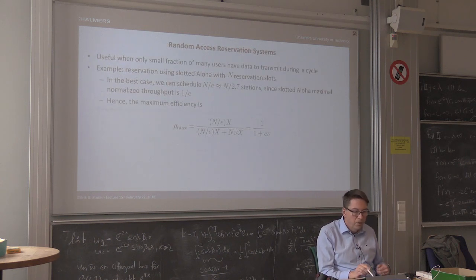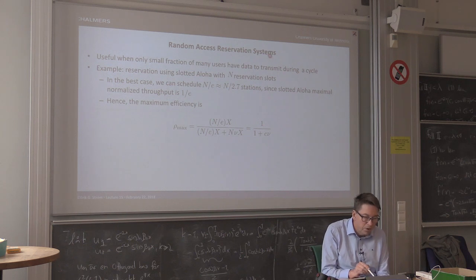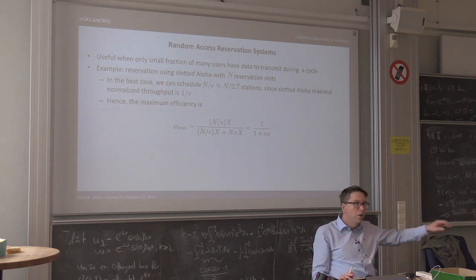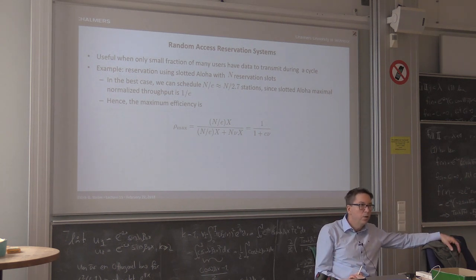These random access reservation systems are useful when only a small fraction of the many users have data to transmit during a cycle. This is a good case for this, and there could certainly be situations where this happens, right? Where you have many nodes, but relatively little data to transmit per node.